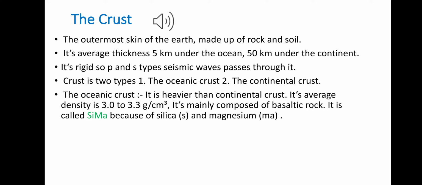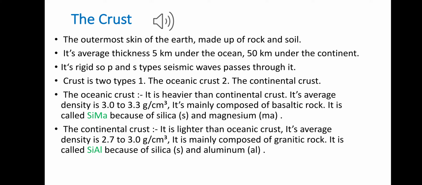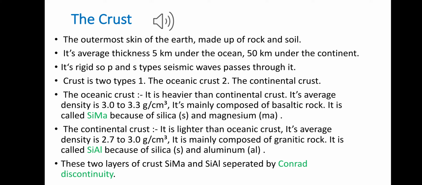And the continental crust is lighter than the oceanic crust, and its average density is 2.7 to 3.0 gram per centimeter cube. It is mainly composed of granite rock. It is called sial. Why? Because of the presence of silica, Si, and aluminium, Al. So that's why the continental crust is called sial. The two layers of the crust, sial and sima, are separated by the discontinuity called the Conrad discontinuity.